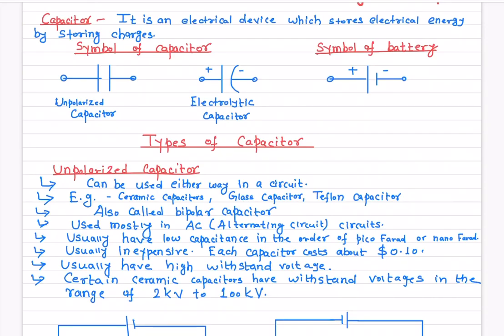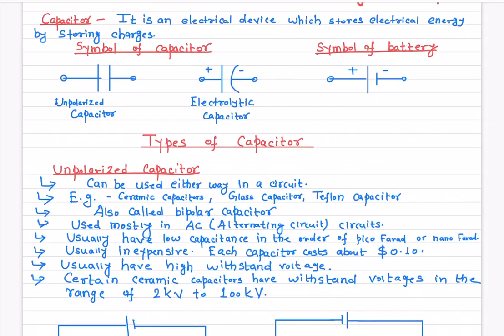And do not get confused between the symbol of a capacitor and a battery. A battery or a cell also has two lines, but they are of unequal length. The bigger line corresponds to the positive terminal and the smaller line corresponds to the negative terminal.